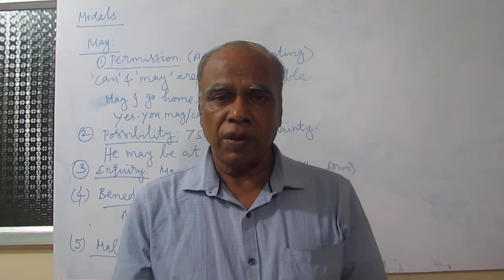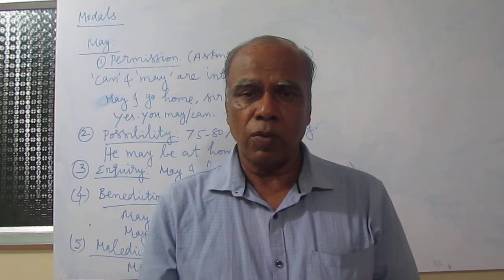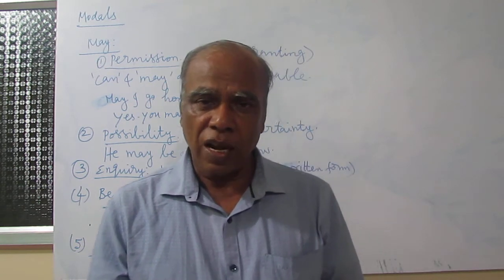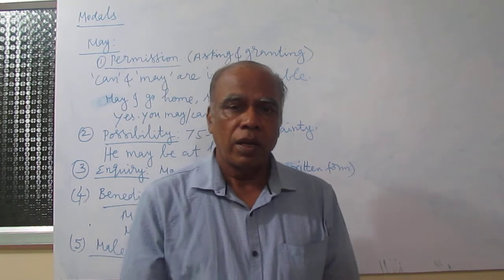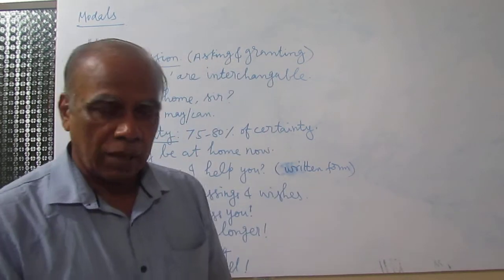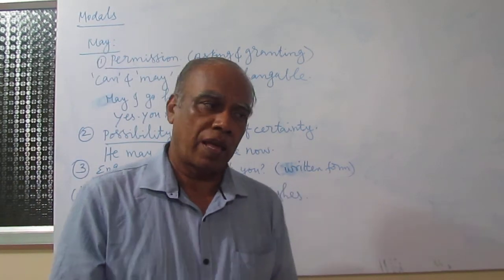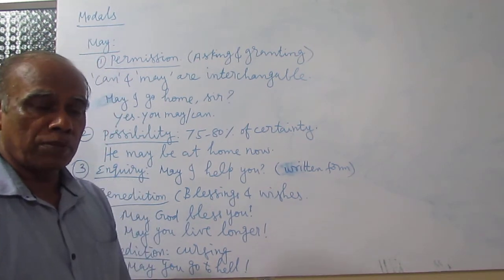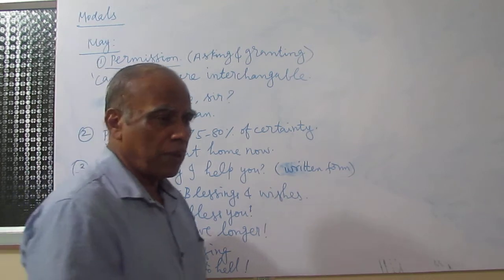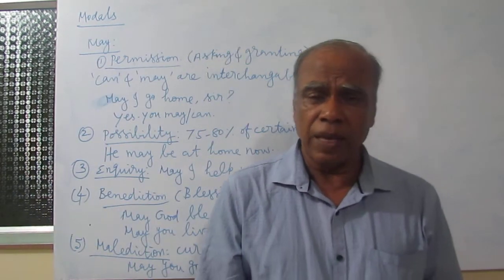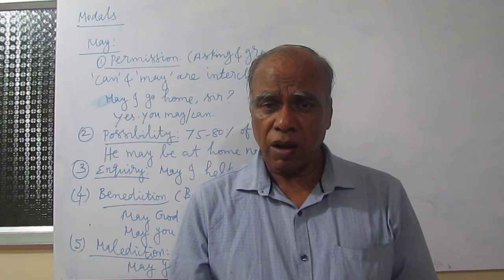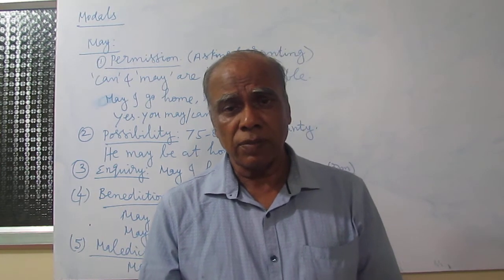We discussed in previous videos about the modal auxiliary verbs: will, shall, and can. Today, let us discuss another modal auxiliary verb, may. You see, may can be used for permission. In the case of permission, I told you already, can and may are both interchangeable. We can use it for asking permission and granting permission.